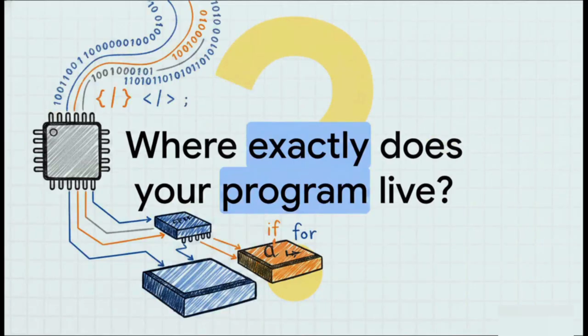Seriously, think about this for a second. When you hit compile and transfer your C code onto that tiny little square of silicon, where exactly does your program go? I mean, every single if statement, every for loop, every instruction you type, it's literally etched into a physical, microscopic location on the hardware.